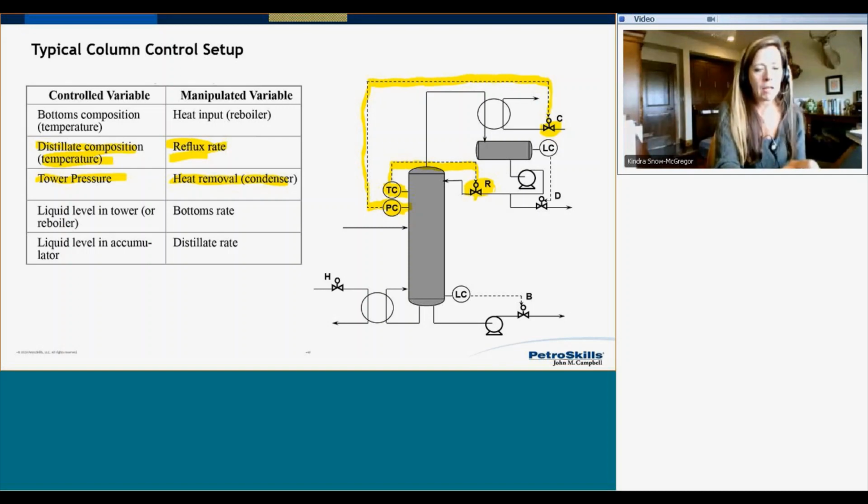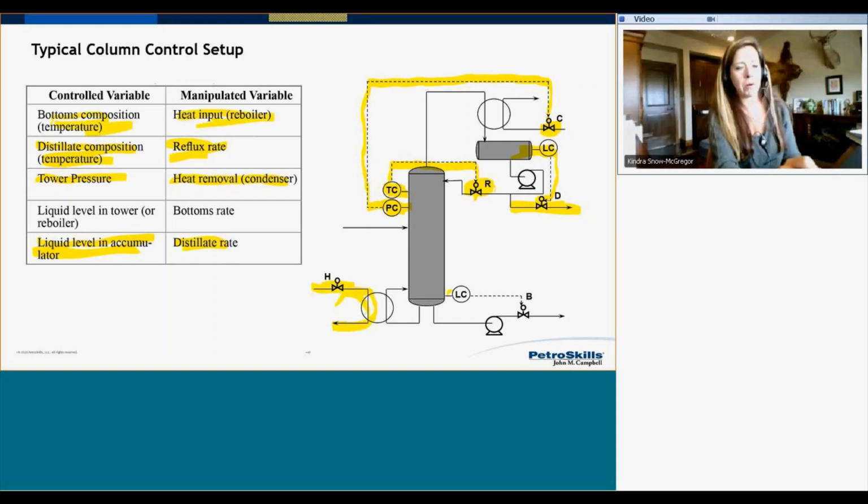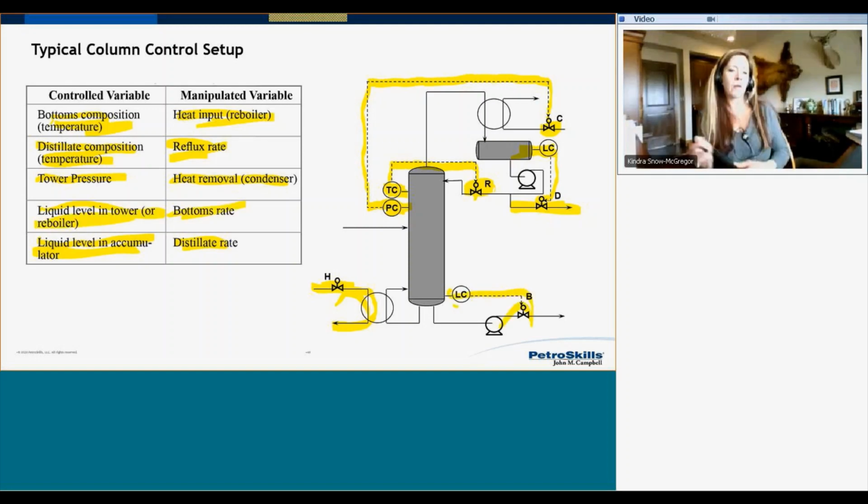Notice my level in the accumulator is being controlled by my distillate offtake rate. So there's my level. And you can see that my bottoms composition here is controlled by the heat input in the reboiler, and the level in my tower is controlled by the bottoms rate. All right, so that's a pretty typical setup.